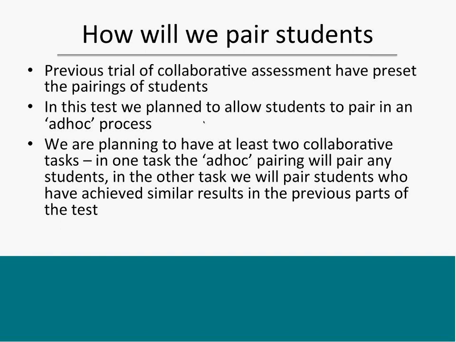So we'll have one task where we really don't have any control over what type of students work together, although we'll know after the event what results each of those students had. And then another task, where we make a process to pair students who've got similar results. It will be interesting to see from that perspective what changes in levels of accomplishment in terms of collaboration are achieved between those two different types of pairings that we provide.